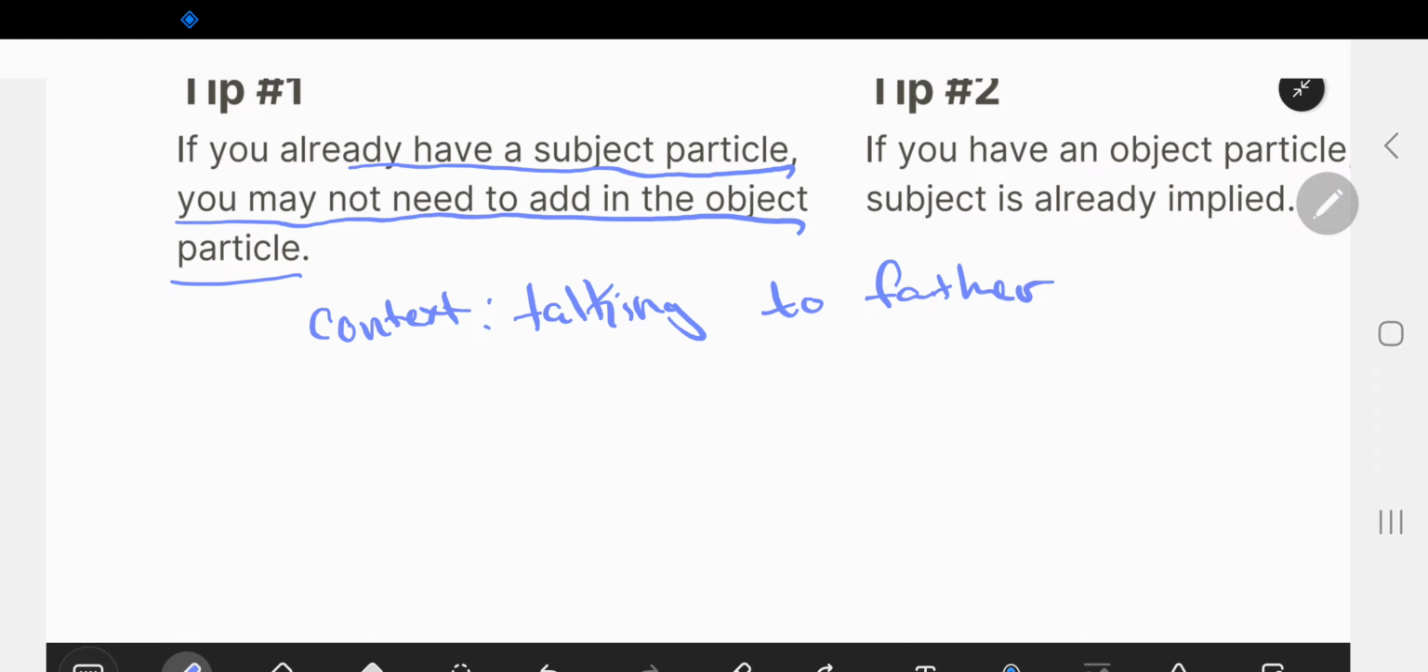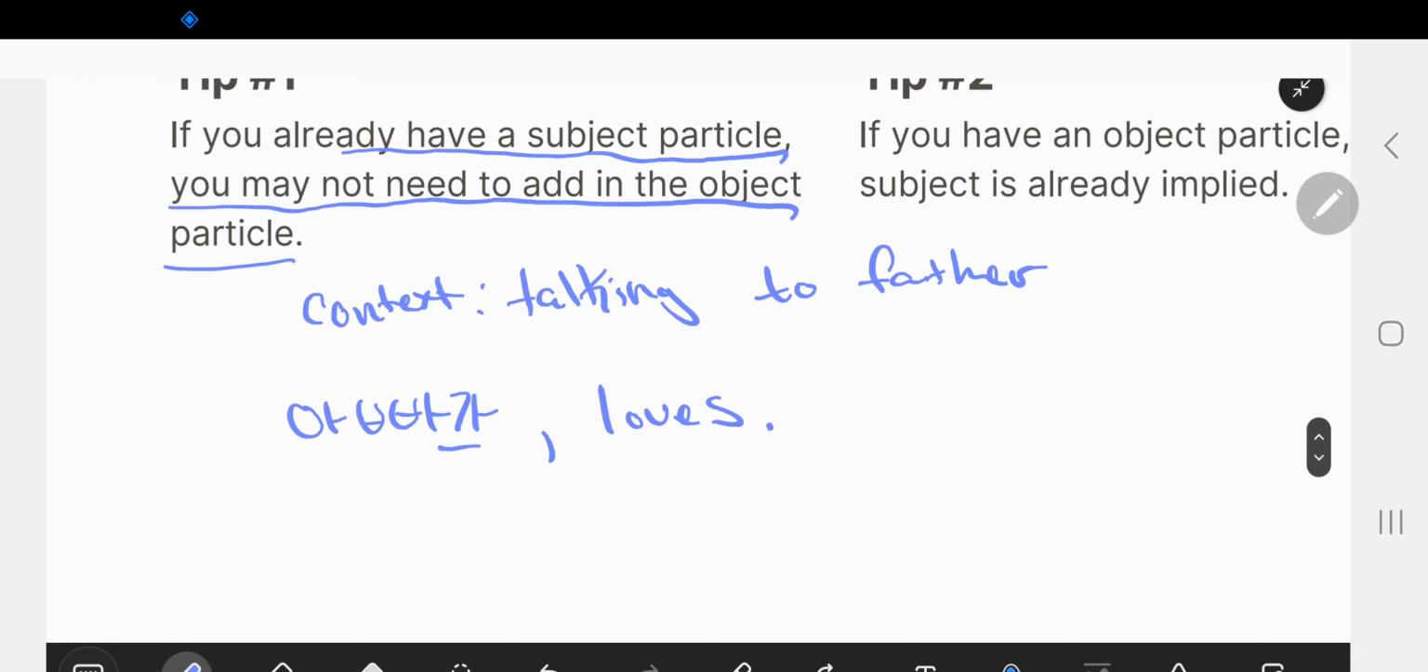So let's say you already have a subject particle. So let's say dad, 아빠가, because 아빠 ends in a vowel sound. 아빠가, subject particle. And then, let's say love, 사랑해요. Then it means 아빠 loves him, or 아빠 loves her, or 아빠 loves whoever the person is. Talking to father. Now, if I did something like this, 아빠를.